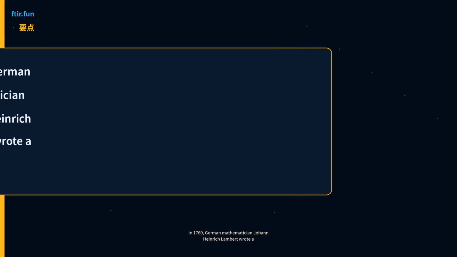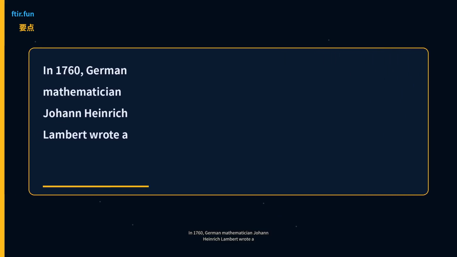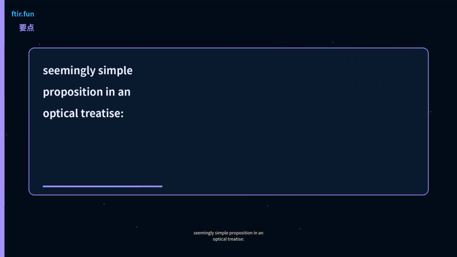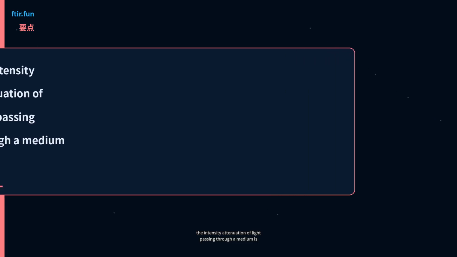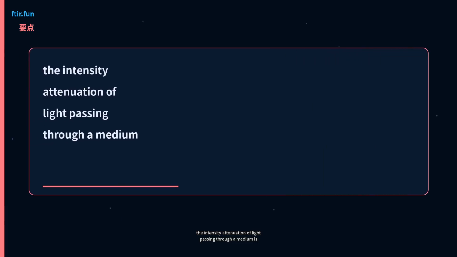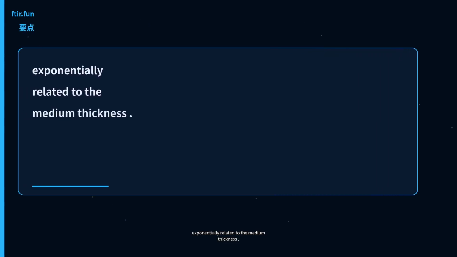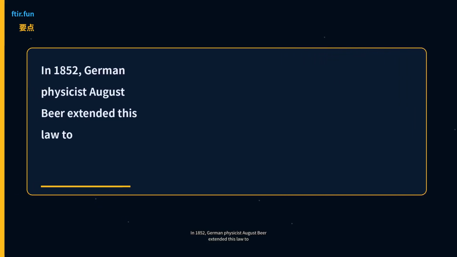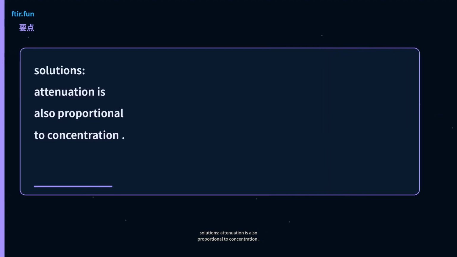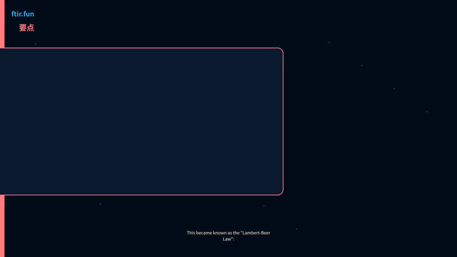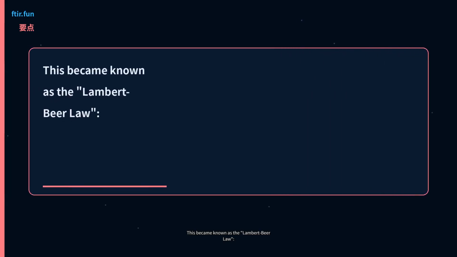In 1760, German mathematician Johann Heinrich Lambert wrote a seemingly simple proposition in an optical treatise. The intensity attenuation of light passing through a medium is exponentially related to the medium thickness. In 1852, German physicist August Beer extended this law to solutions. Attenuation is also proportional to concentration. This became known as the Lambert-Beer law.